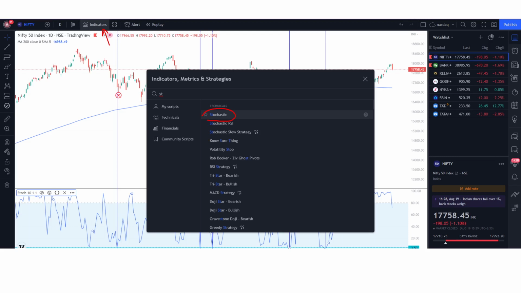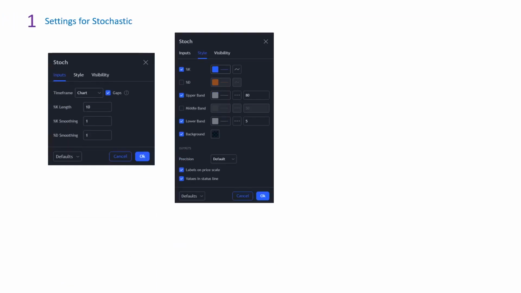Now you have to change the default settings of stochastic to the values that I'm going to show you. So these are the values that you need to deploy on your stochastic indicator. The input parameter has to be time frame equal to chart, where the time frame that you will keep will be the daily time frame. I know you people already have an idea about the different time frames, so just change it to the daily time frame. The K percentage value has to be kept equal to 10 and the other two percentage values have to be kept equal to 1.